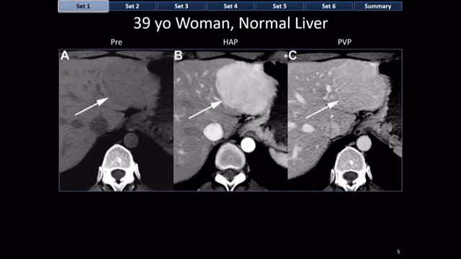So this is a prototypical example, a 39-year-old woman. She has a normal liver other than the presence of a 6-centimeter mass, homogeneously, diffusely hyperenhancing, growing in the junction of segment 2 and 3 as demarcated by this arrow. So notice that this mass has diffuse hyperenhancement, that it's quite homogeneous.